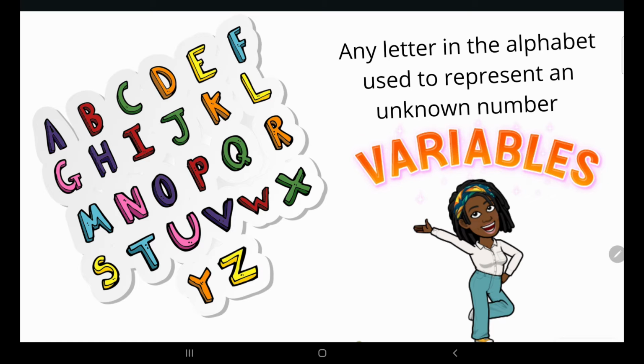So what is a variable, you may ask? A variable is any letter in the alphabet used to represent an unknown number. Most frequently you'll see the letter X, but it can be A, B, C, D, and so on all the way to Z.